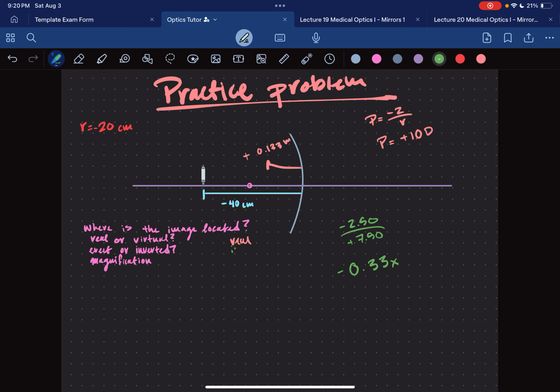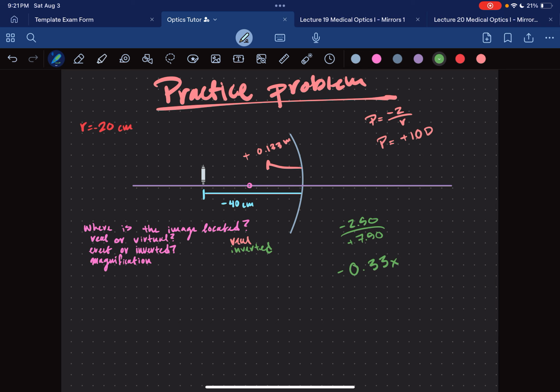Okay? Inverted. Some people are going to hate me because I'm saying this, but I've yet to be proven wrong. If it's real, it's going to be inverted. If it's virtual, it's erect. And this applies if you're using one lens or one reflective surface and the object you're using is real. If that's the case, if it's real, it's going to be inverted. If it's virtual, it's going to be erect. If anyone can find an instance where it's otherwise and prove me wrong, please do. That hasn't happened yet.